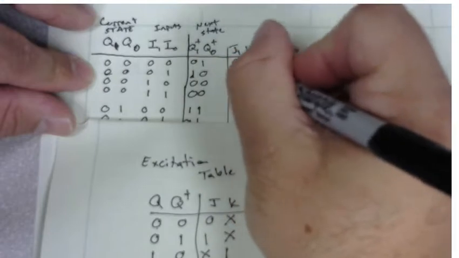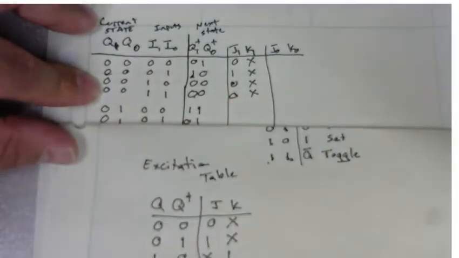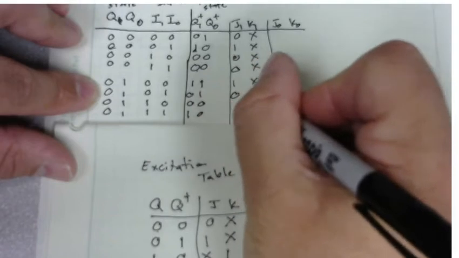And the same thing for the next one. I have a 0 and I want a 1. It's going to be a 1x. I have a 0, want a 0. It's 0x. Have a 0, want a 0. It's 0x. And it's just like this all the way down. I'm just using my excitation table and I'm comparing my Q1. So 0 to 1, again, excitation table, 0 to 1 is 1x. 0 to 0 is 0x. 0 to 0 is 0x. And 0 to 1 is 1x.